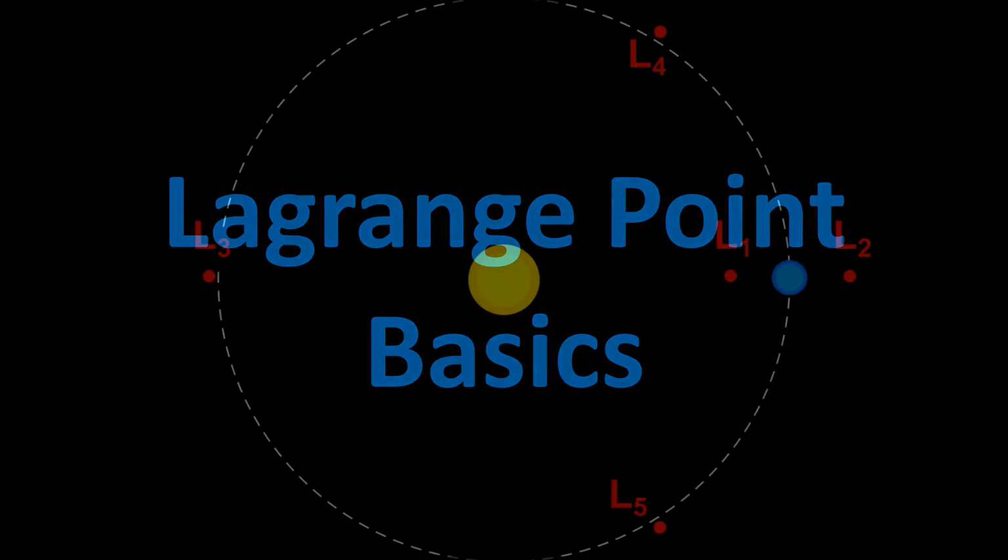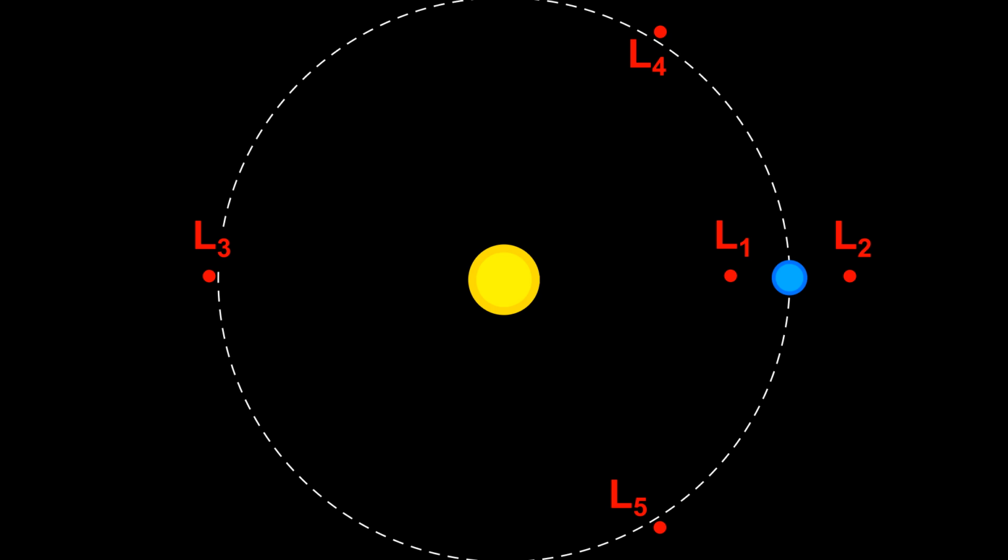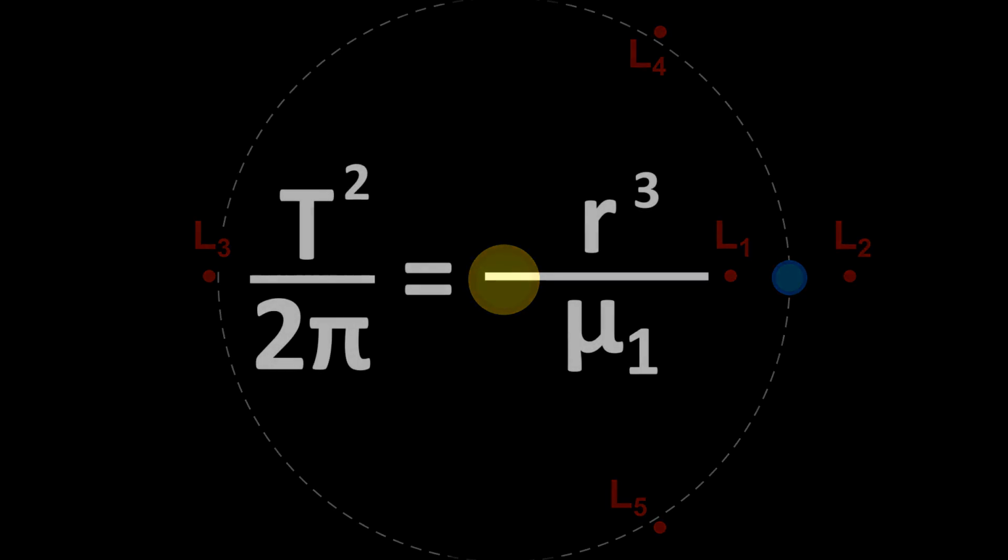Let's have a look at a map of the Lagrange points in the Sun-Earth system now. Conversely to what we have just discussed, all of the Lagrange points are at different orbital radii than the Earth, yet they all have the same orbital period. Let's return to our previous equation to understand how this is possible.